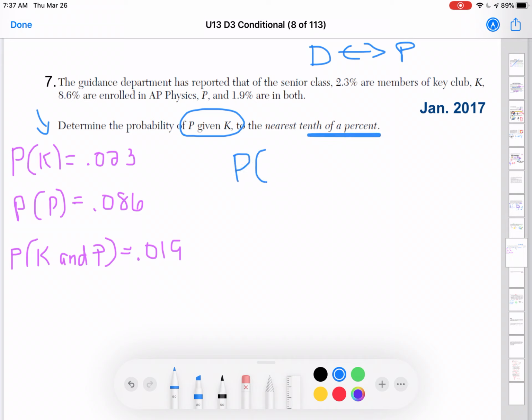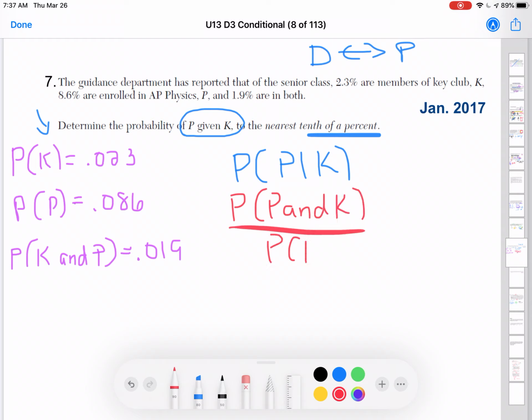So probability of P given K. Here's our formula again. Replace that given with the word and. Divide through by the probability of the second piece. And now just replace in. So probability of K and P, and here P and K. But order doesn't matter for and. But for the conditional, the order matters. Okay, so we have 0.019. Just substitute in. 0.023. Divide.